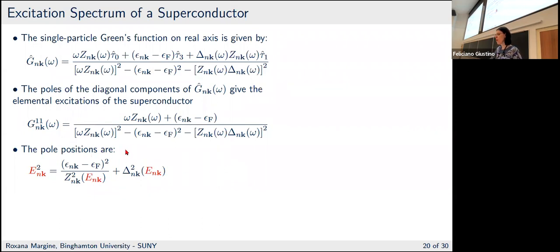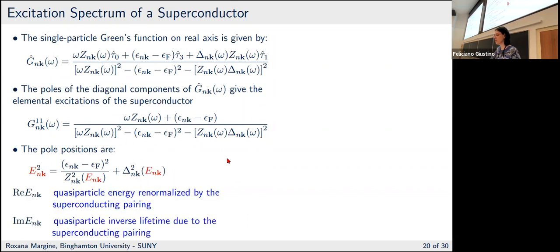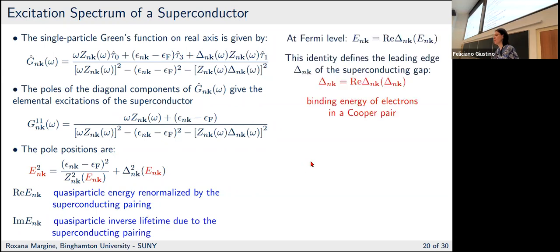And the pole position of this diagonal term is, you can take the denominator and make it equal to 0. And in this case, E is a complex quantity. So the real part is the quasi-particle energy renormalization due to the superconducting pairing, and the imaginary part is the quasi-particle inverse lifetime due to the superconducting pairing. So these are again the same kind of notions that were introduced yesterday for the normal state using the electron self-energy in the normal state.